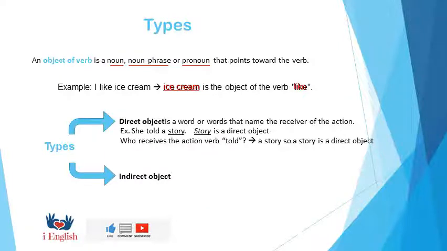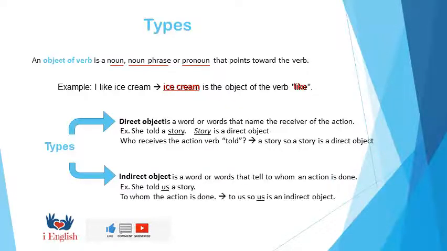The indirect object is a word or words that tell to whom an action is done. Here is an example. She told us a story. To whom is the action done? To us. So us is an indirect object.